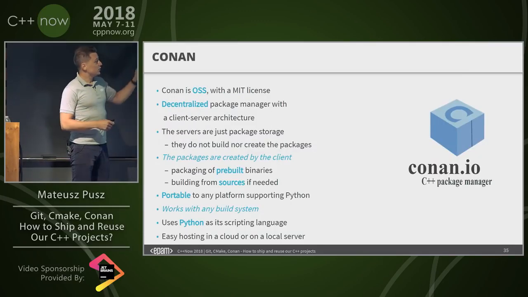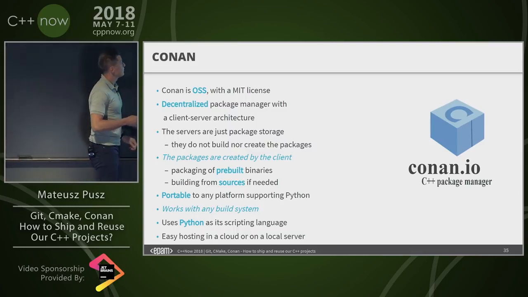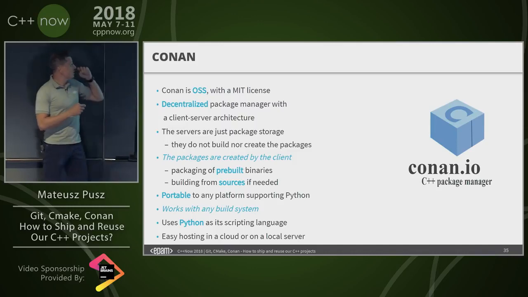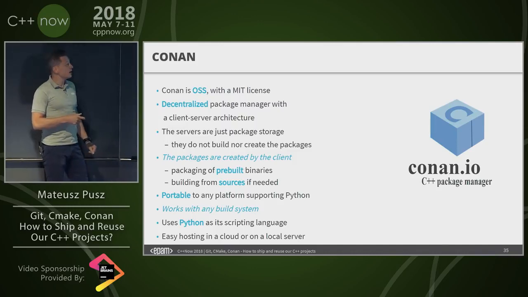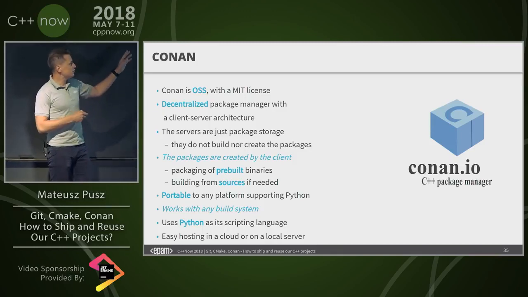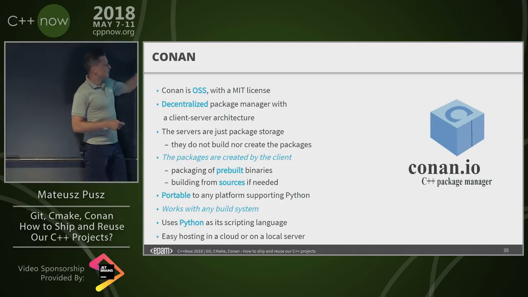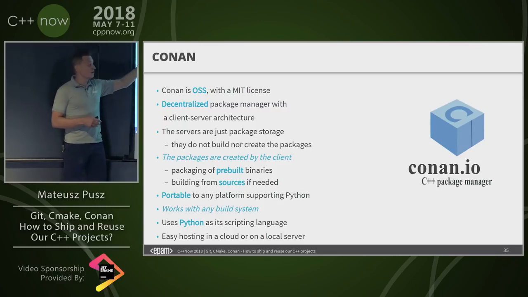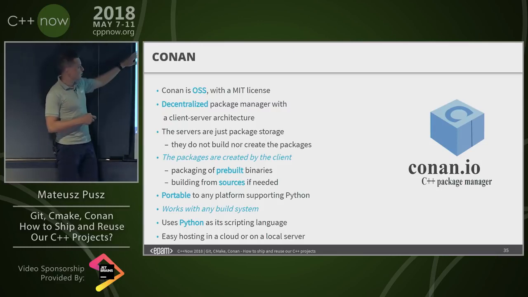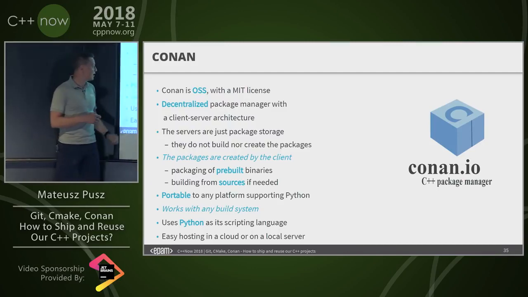And with that, I think that Conan addresses all of those features. That's why I wanted to show you that tool today. Conan, first of all, is open source software, and it's free. So you can use it anywhere you want. It is decentralized like Git, which is a huge advantage here. Servers are dumb. They are just the package storage. They do nothing interesting there. They are just keeping the data. All the logic is done in the client. It's responsible for pre-built binaries, for building from sources, and so on.